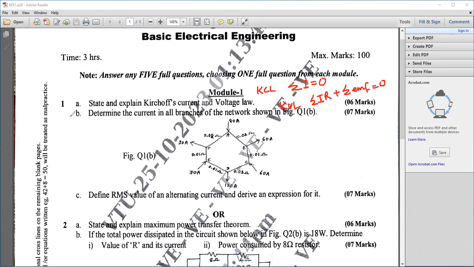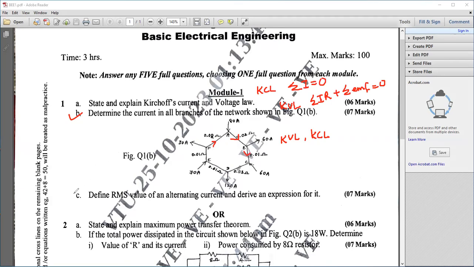Another question: determine the current in all branches of the network shown in Q1B. Here you can apply both KVL and KCL. Definitely you can find out each case, for example I is equal to 30 amps. Here you have to decide the direction in each case, and compute the value of current, which you are supposed to do in question number 1B.